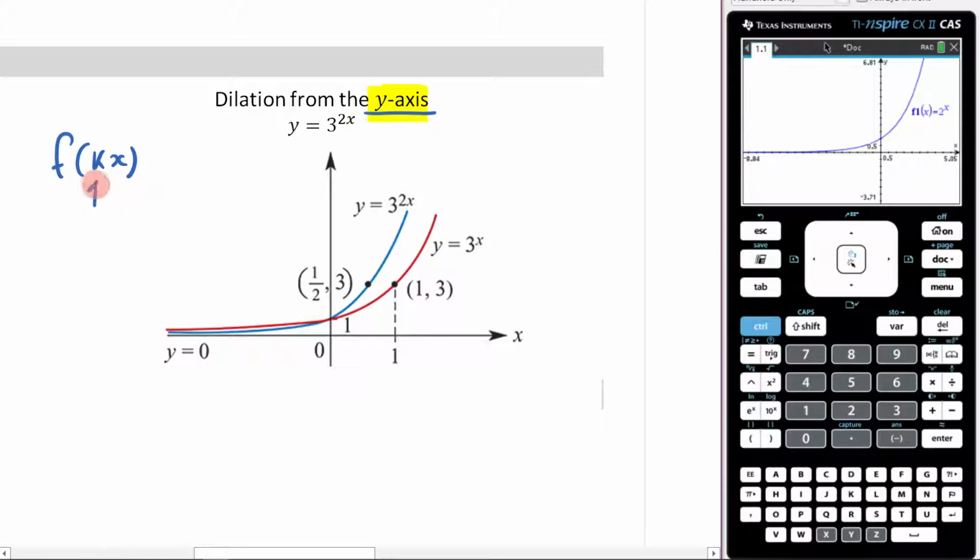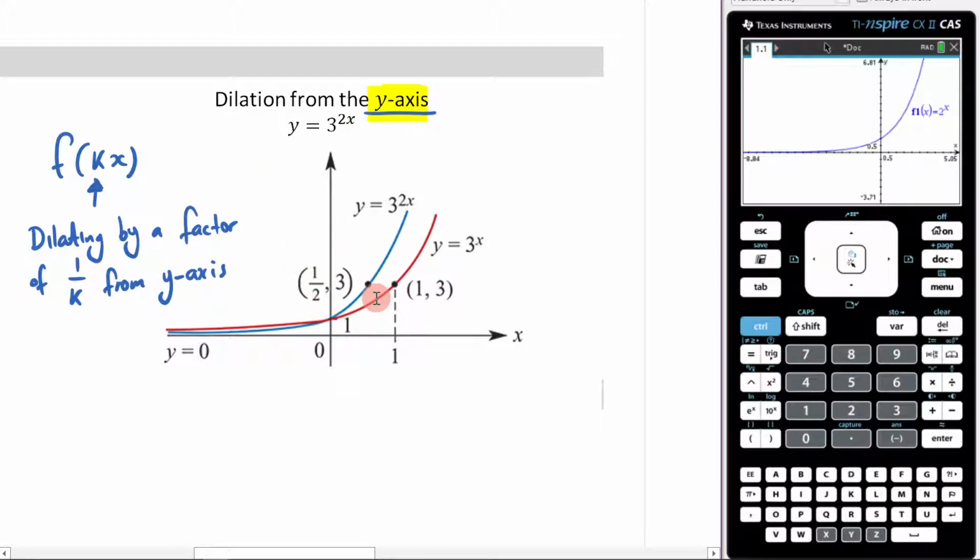Now, what this tells me, and this is where people normally get freaked out a little bit, is that we're dilating by a factor of not k, but the reciprocal, 1 on k, from the y-axis. That's what it's telling me. So you have to remember to take the reciprocal of it. We spoke a lot about that when we spoke about transformations and dilations and all that later on.